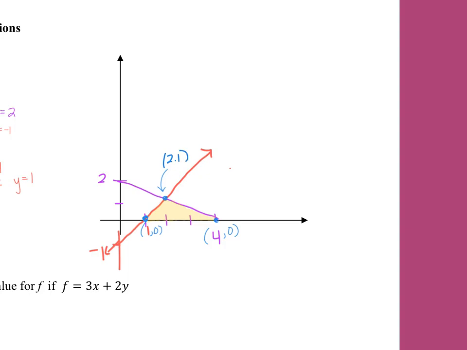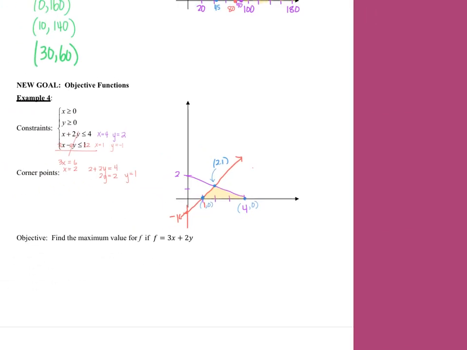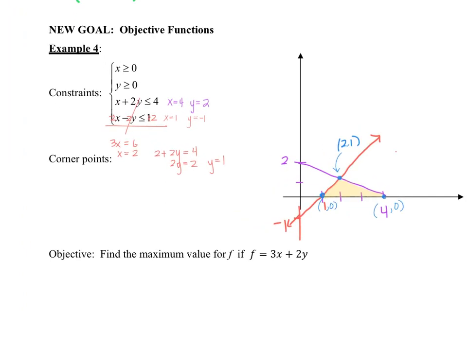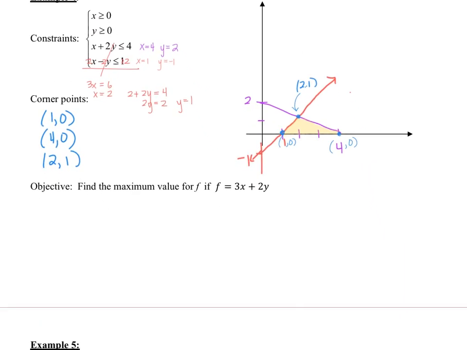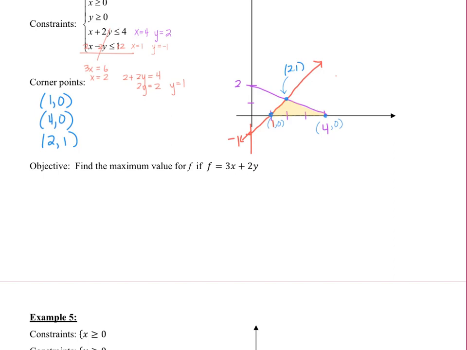And that looks pretty good for my graph. Okay, it looks pretty logical. All right, so my corner points are 1, 0, 4, 0, and 2, 1. Okay, now what we need to add to this is the objective. The objective of this problem is to find the maximum value for f if f is 3x plus 2y.